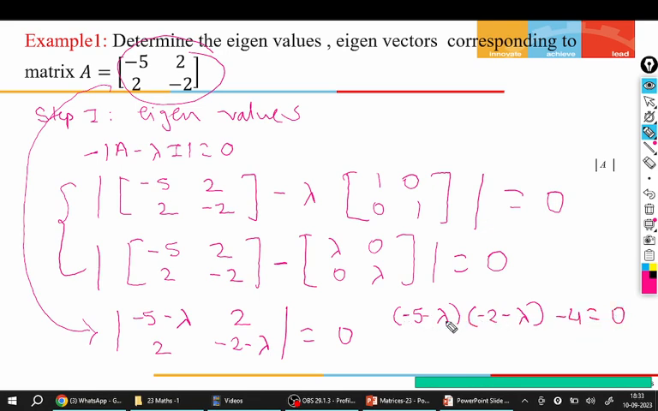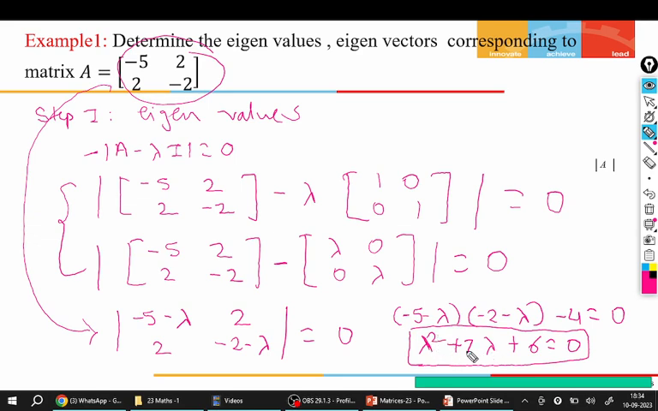Now, just multiply this bracket. So you get lambda square, say 2 lambda plus, that is 7 lambda, and plus 10 minus 4 is plus 6 equal to 0. So we get a quadratic equation for lambda. Now we should factorize it and find out the roots of this equation. We get the eigenvalues.